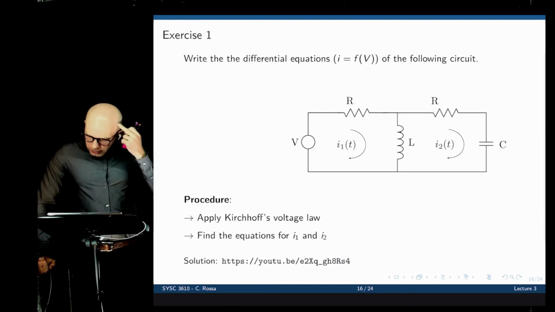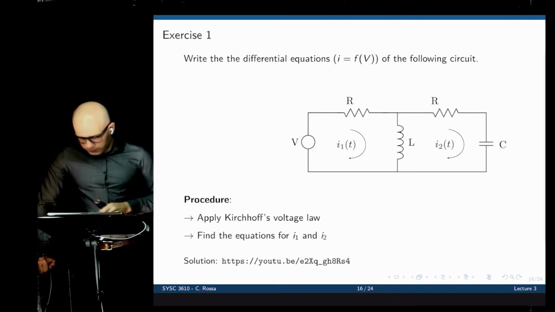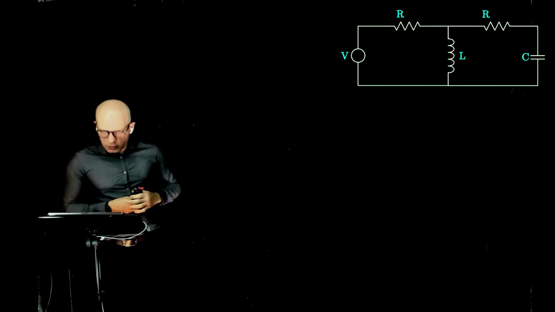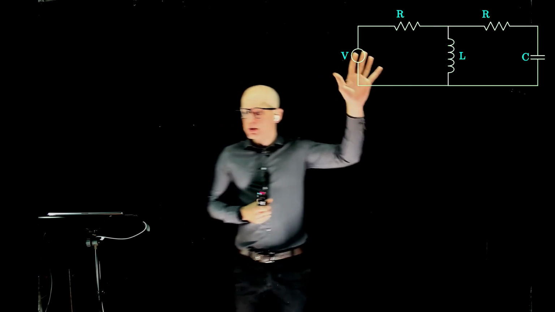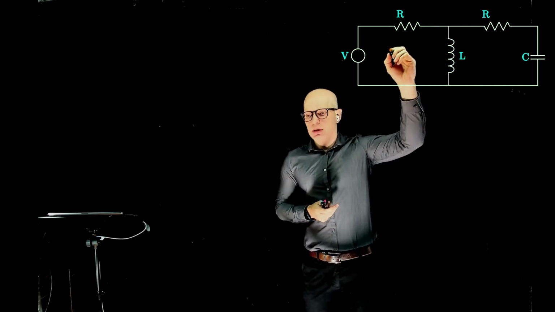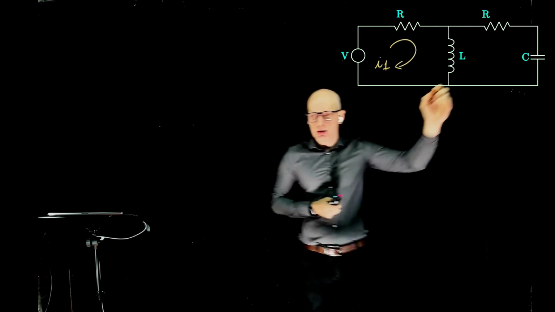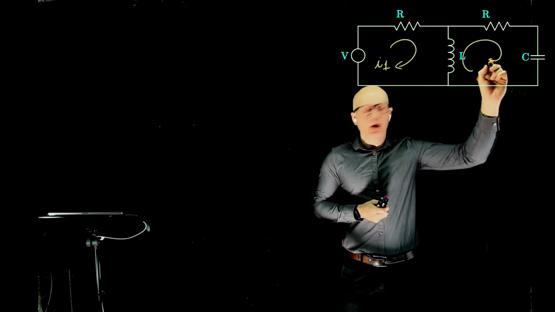To do that, we apply Kirchhoff's law and we find the equations for both I1 and I2. Okay. All right, so let me get started with that. First things first, here is the circuit we want. We want the relation between this voltage and the currents in each of these loops. So let's define the current in these loops. Let's call this current here I1. And let's call the current flowing through the entire loop here I2.